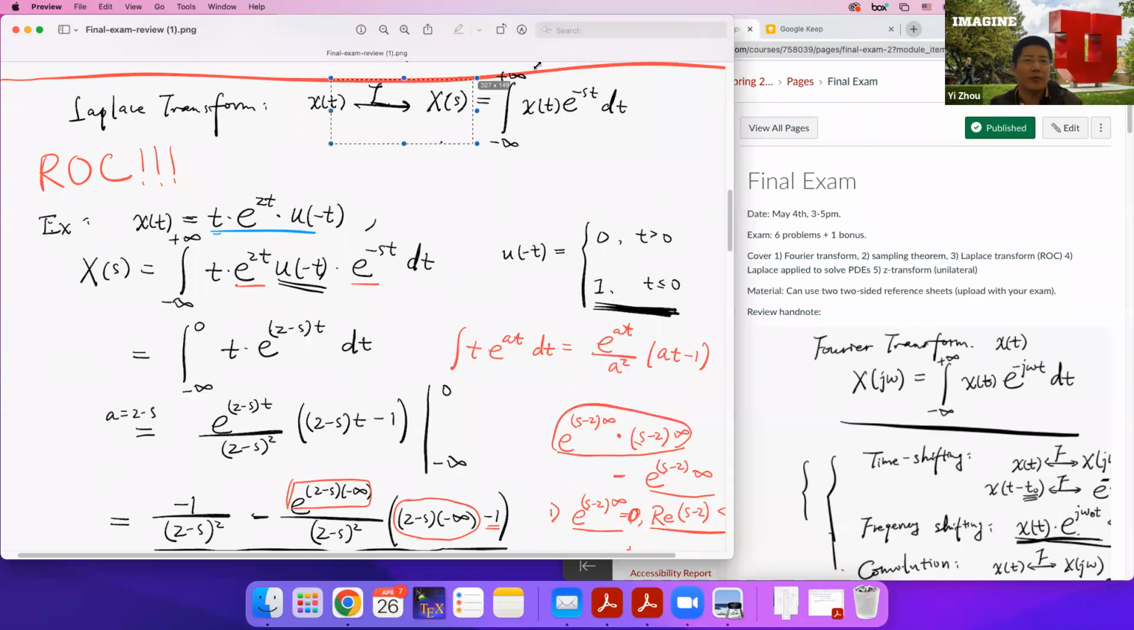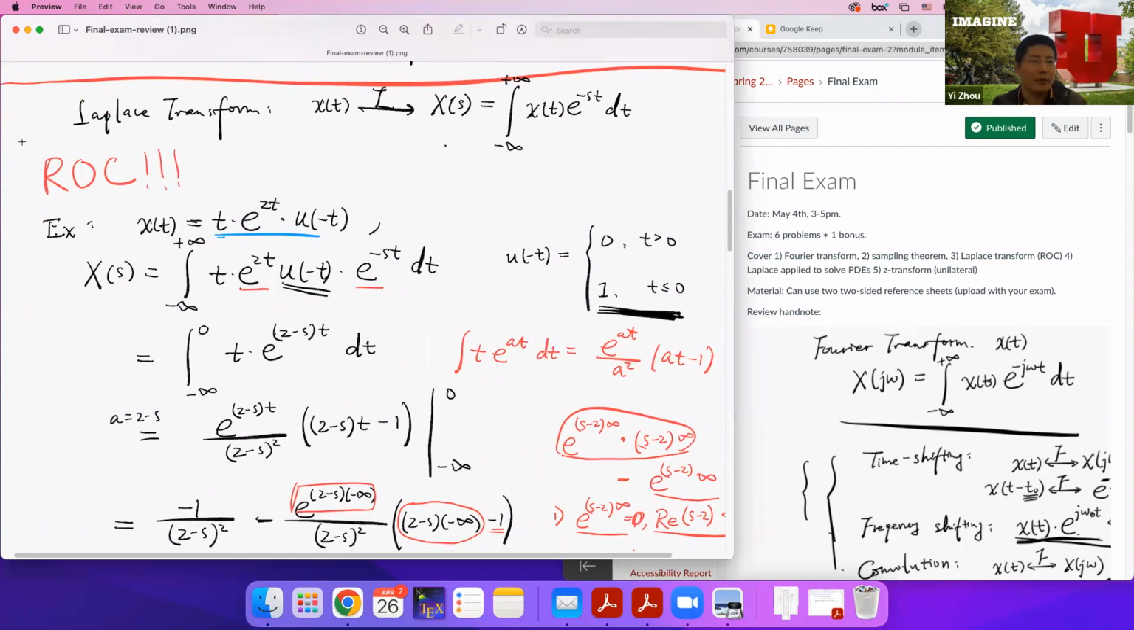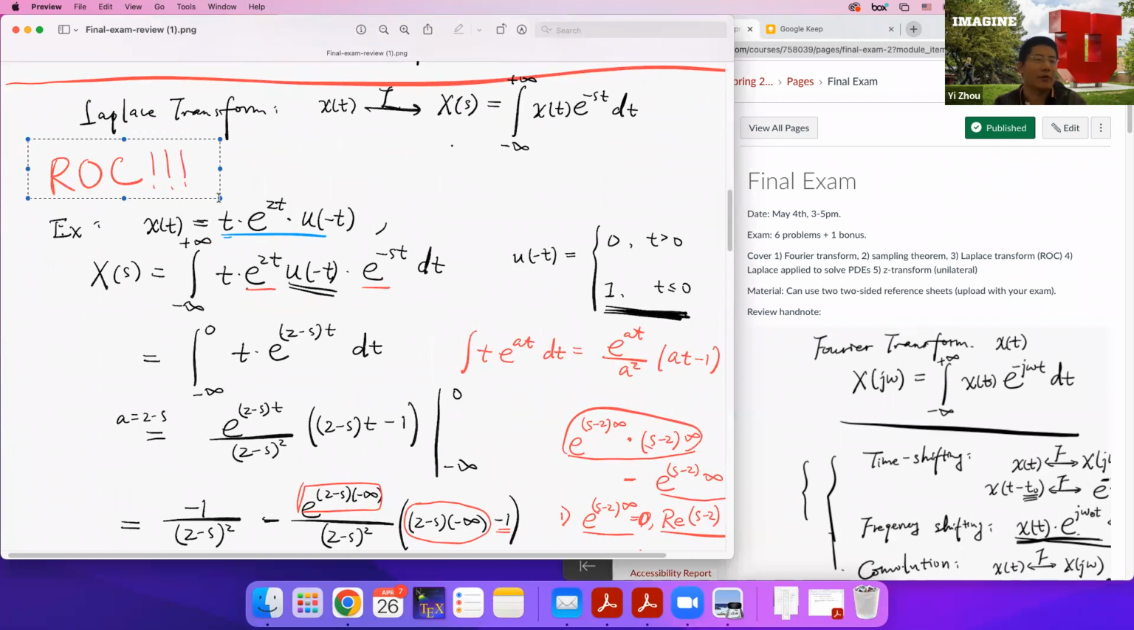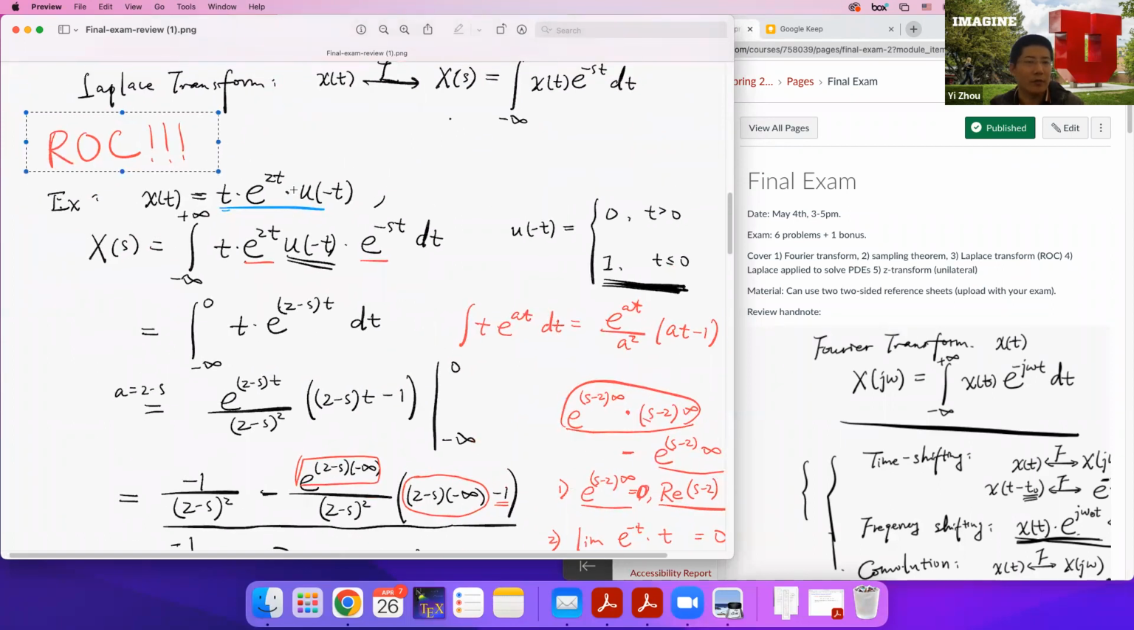This is the definition of the Laplace transform, copied from the slides. And here s is any complex number. Again, I put this ROC in front of everything. This is the most important thing that you need to pay attention to when you solve these Laplace problems. It's the region of convergence. Always remember, if you miss the region of convergence, you will only get partial credit.